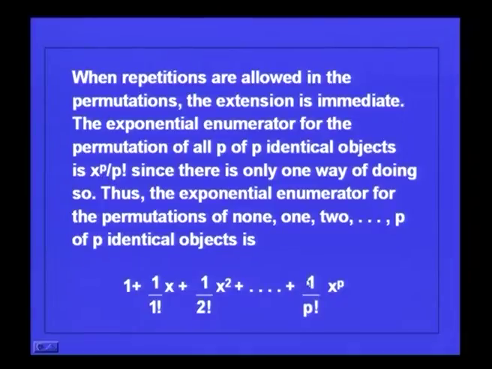So, the exponential enumerator for that is x^p / p!, by our definition of exponential enumerator. Thus, the exponential enumerator for the permutation of none, 1, 2, etc. up to p of p identical objects is given by this expression. Whether you take 2 or 3 or 4 identical objects and permute them, the answer is only 1. So, you have 1 + (1/1!)x + (1/2!)x^2 + (1/3!)x^3 and so on, up to (1/p!)x^p.